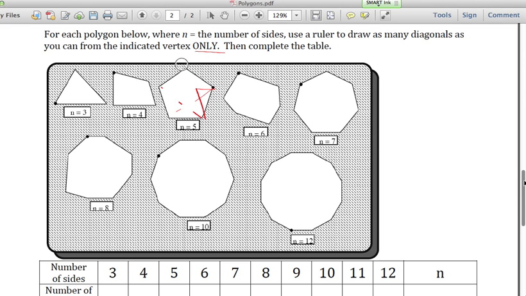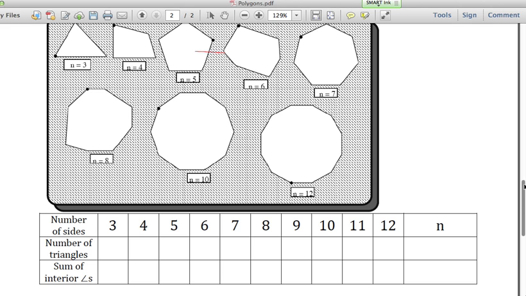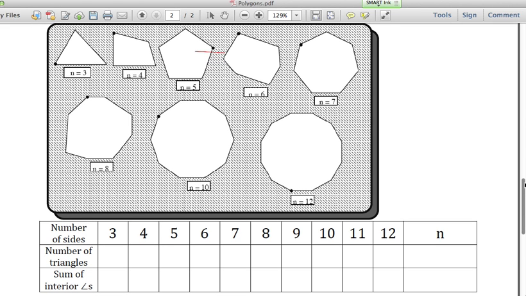What we're going to do is we're only going to be drawing diagonals from the indicated vertex, the one with the big dot. And then what we're going to do is we're going to be filling in this table with the information that we have up above. So that means that how many diagonals can I draw in the triangle? Well, if I draw from one vertex to the next, I'm going to actually just get sides of the triangle. I'm not going to get any diagonals.